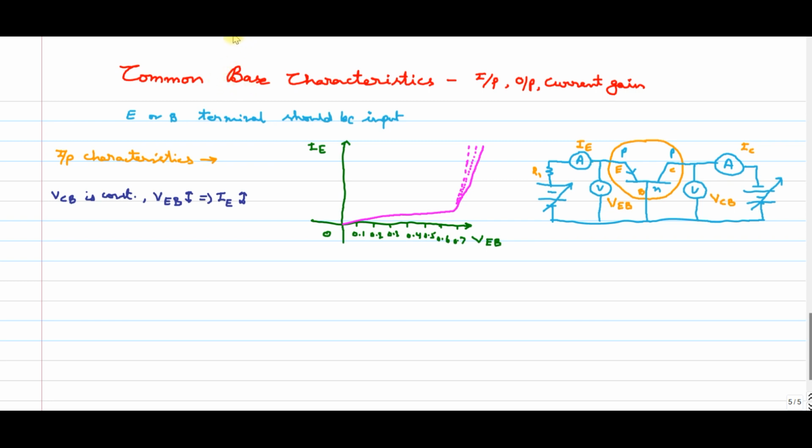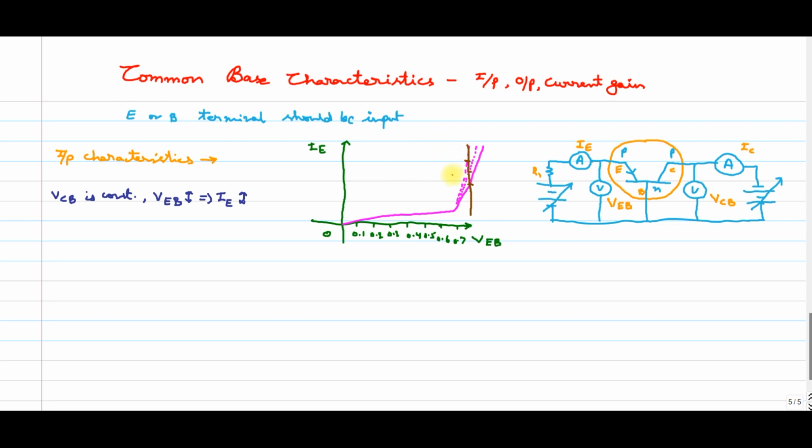Now which value of VCB gives which curve? First, I need to take one line. If I draw this line at some constant value of VEB, what will happen? This value is here, this value is here, and this value is here. Now which value of VCB gives high current? Here VEB is constant, and for the same VEB, if VCB is more, definitely the current IE will be more.